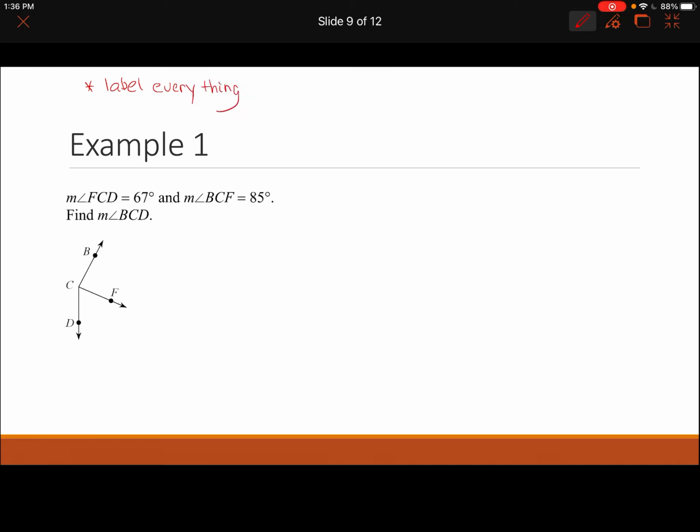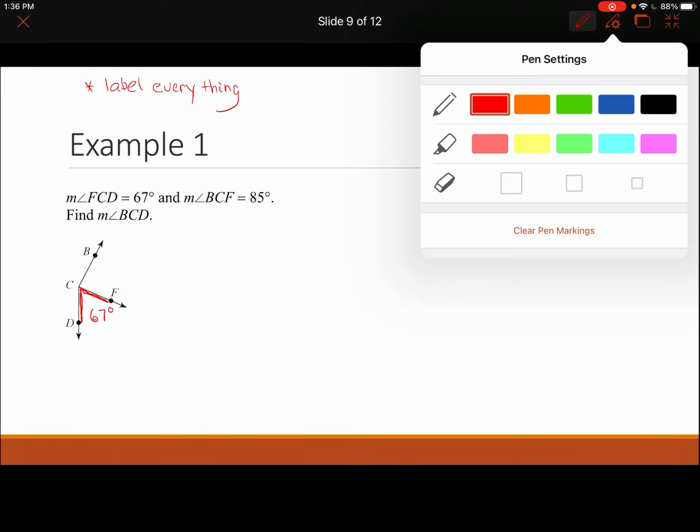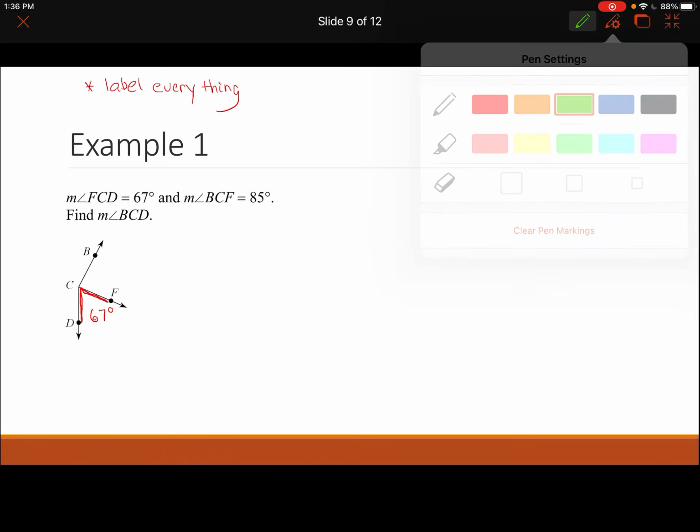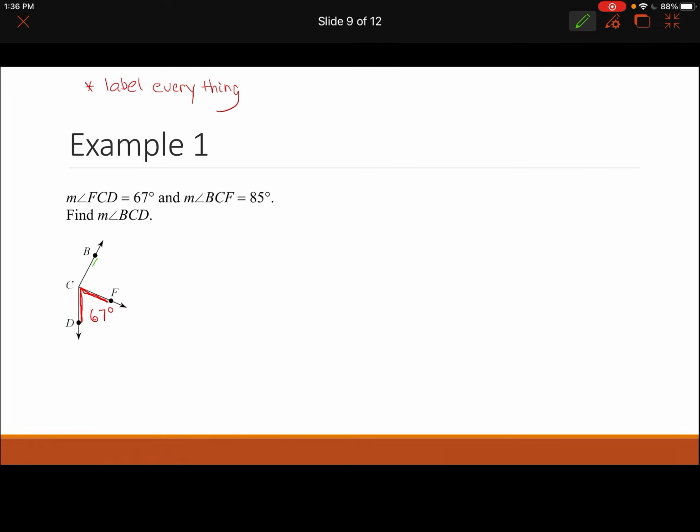Moving forward, you're going to hear me say this a lot. We need to label all of our information. So the measure of angle FCD, so FCD is this angle. That's 67 degrees. And then angle BCF, let's go with a different color. So, let's not use orange. So angle BCF is B to C to F. That angle is 85 degrees.